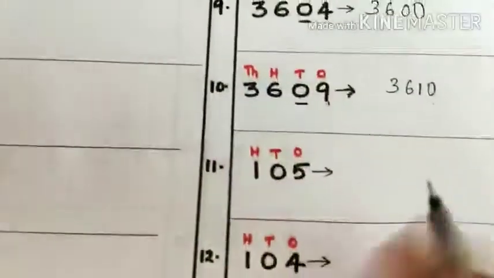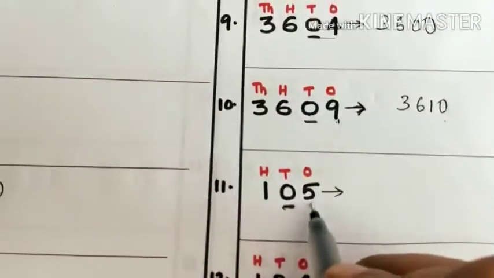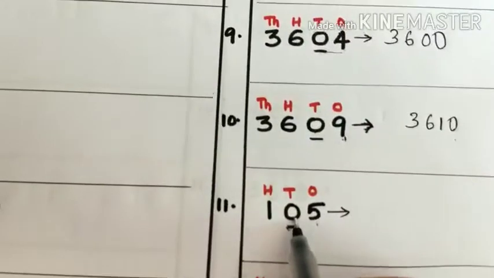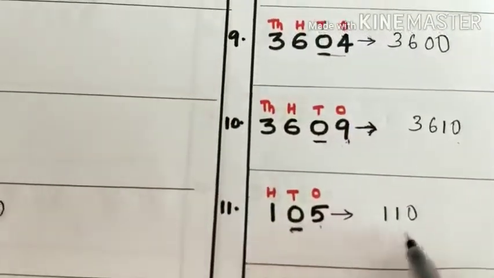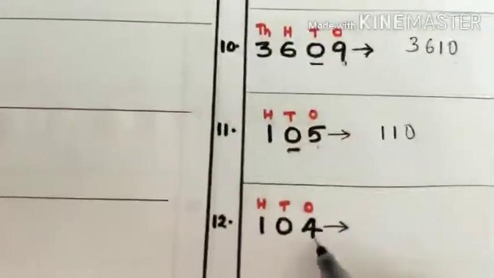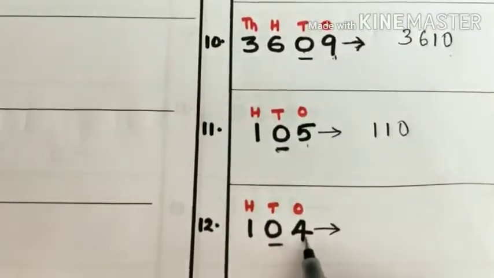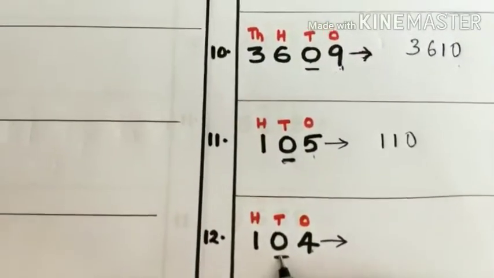3605. Ones, tens. Tens place digit 0. Next, ones place digit 5. So 0 will change. 105 will become 110. 110. Ones, tens place digit is 0. Ones place digit 4. Less than 5. 0 no change.